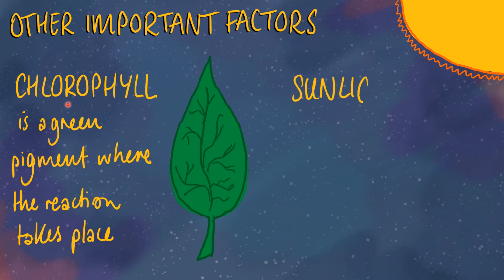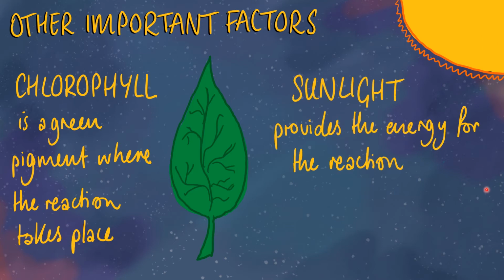Another important factor is sunlight. So sunlight is the thing that provides the energy for the reaction. So photosynthesis only happens in the daytime because it needs sunlight to do it. So again, pause the video and write down these important bits of information.